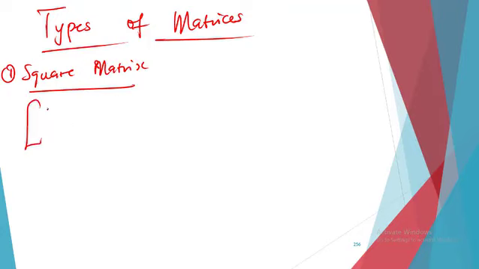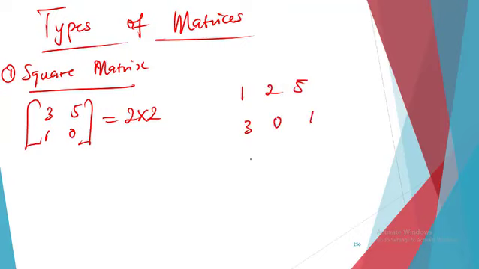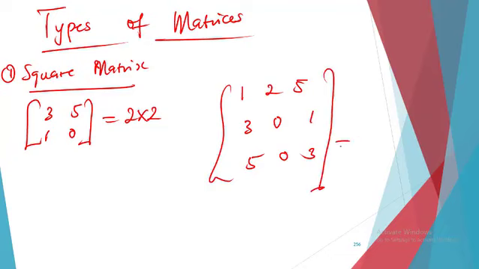For instance, we have 3 5 and 1 0. This is a 2 by 2 matrix, and it's called a square matrix. If we have 1 2 5 3 0 1 5 0 3, now what's the order of the matrix? How many rows? 1 2 3, columns 1 2 3, it is a 3 by 3 matrix. We call these square matrices. We can have 4 by 4, 5 by 5, and so on and so forth. So we call them square matrix, a matrix that has an equal number of rows and columns.